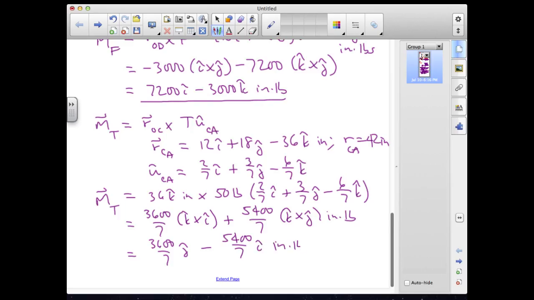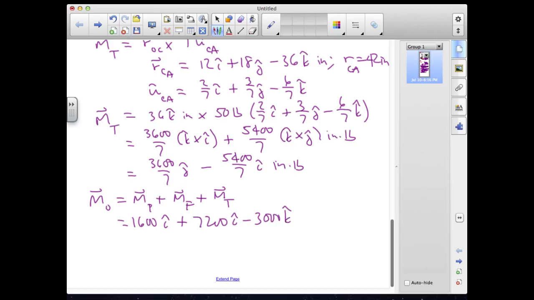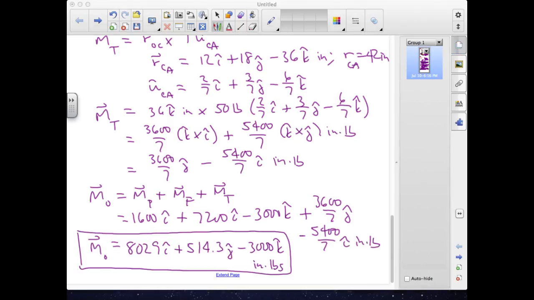And then what we can do is take all these individual contributions and put them together. The resultant moment about O is the sum of these three contributions. So we have 1600 I plus 7200 I minus 3000 K plus 3600 over 7 J minus 5400 over 7 I inch-pounds. And this gives us a final result of 8029I plus 514.3 J minus 3000 K inch-pounds.